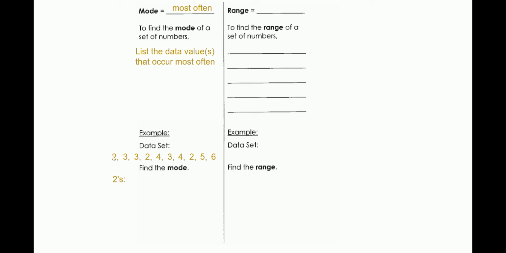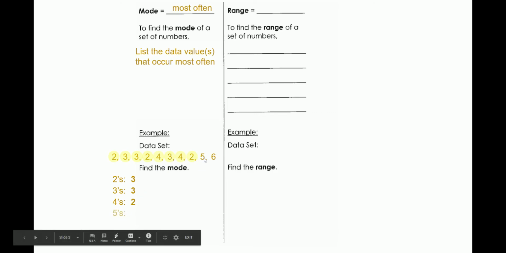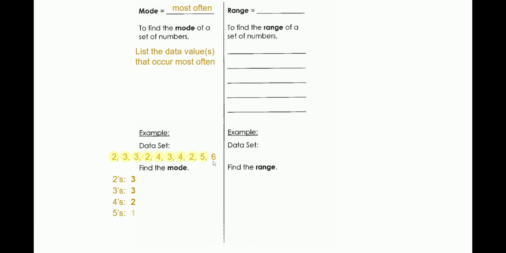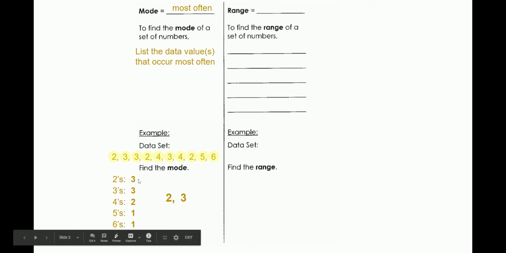To find the mode, you count how many 2s there are. Well, there are 1, 2, 3 2s. How many 3s are there? There are 1, 2, 3 3s. Let's see how many people have 4 pets. 2 people have 4 pets. 1 person has 5 pets, and 1 person has 6 pets. So what is the number that occurs most often? Well, it's 2 and it's 3 because both of those have 3.